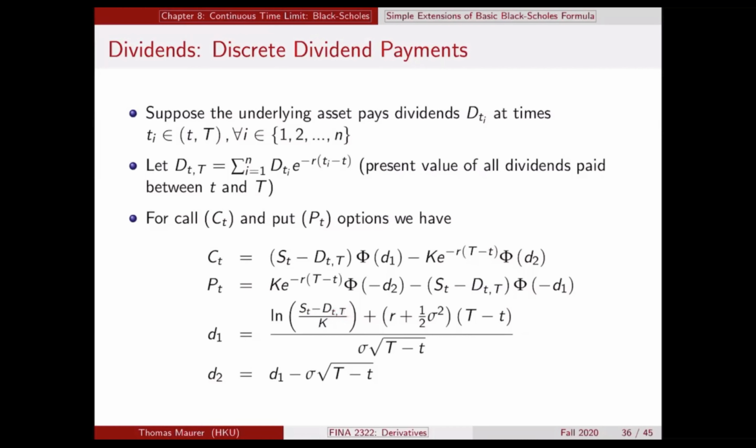Now what's the intuition here? Basically, if there are dividend payments, then I know that the price of the underlying is going to drop when these dividend payments are made, and therefore my payoff at maturity will be lower. Similarly, it is less likely that my option is going to be in the money, which is this adjustment in the threshold values D1 and D2, which measure these probabilities of being in the money. So that's where this decrease in S comes from.